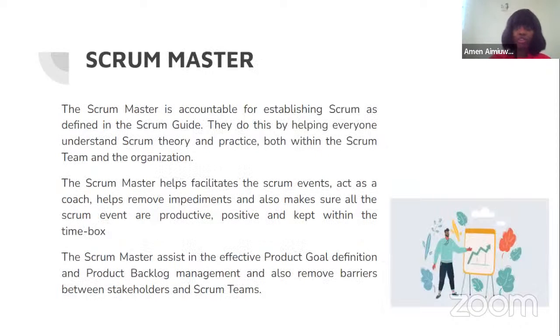Then the Scrum Master. The Scrum Master is more like a servant leader. He's the facilitator and the person who is in charge of making sure that all the Scrum events are productive, positive, and kept within the time box. And a Scrum Master also assists in effective product goal definition and product backlog management with the product owner, and also removes barriers between stakeholders and the Scrum team. Also, the Scrum Master is the one that helps eliminate impediments within the team.